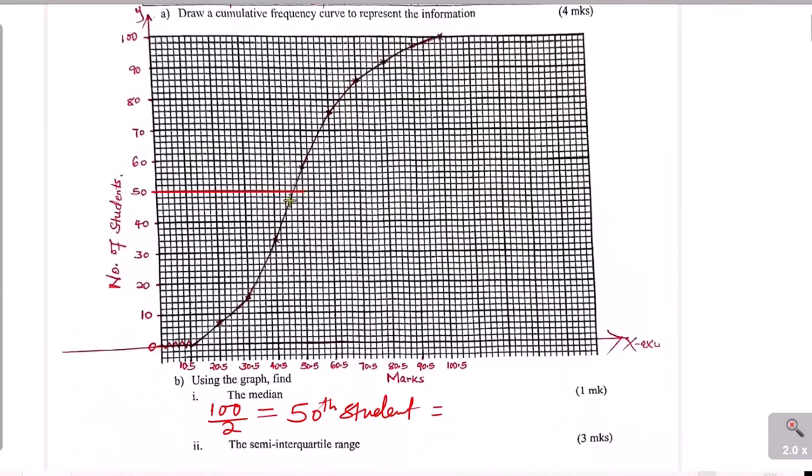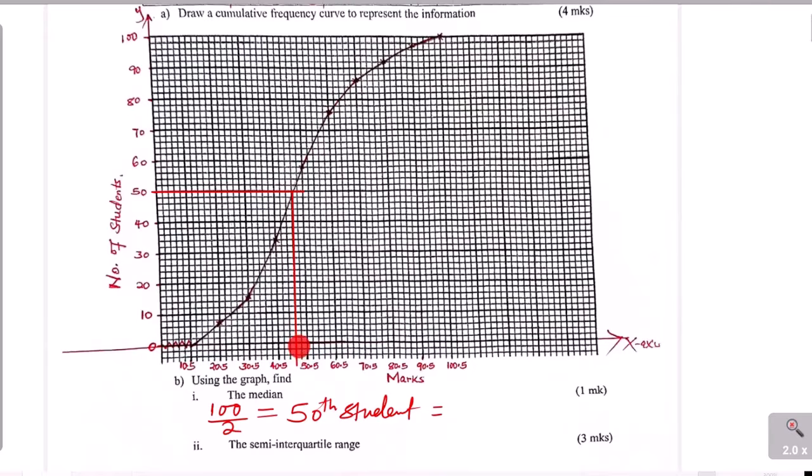That is the thing. So then from this point, you drop down like that. You can see you've drawn a straight line from the 50th student up to where it touches the curve. Then you drop straight down. This is the value that you're going to read here. This is what is going to give you the median. So you read this value.